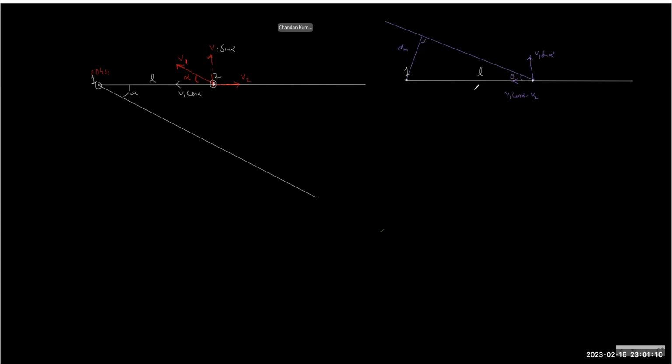And this angle we can write as theta. So tan theta is D minimum by, no, not L, it is how much? tan theta is V1 sin alpha upon cos alpha, which is equal to D minimum by L. So it is L V1 sin alpha upon this answer.